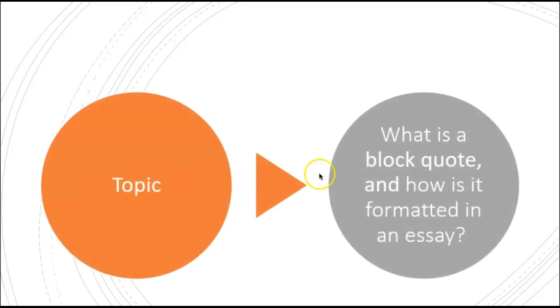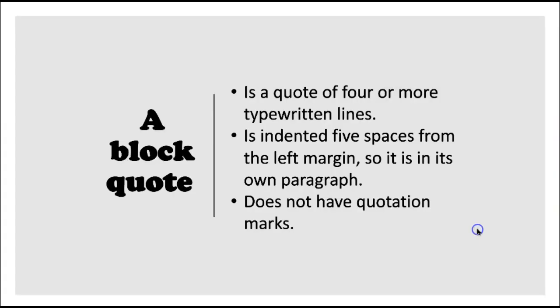Our topic is, what is a block quote and how is it formatted in an essay? A block quote is a quote of 4 or more typewritten lines, is indented 5 spaces from the left margin, so it is in its own paragraph, and does not have quotation marks.